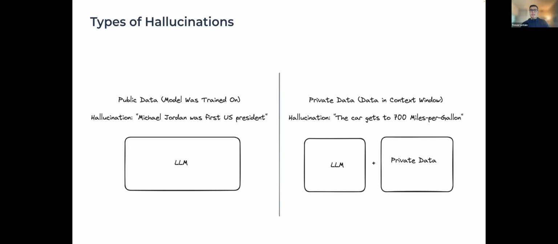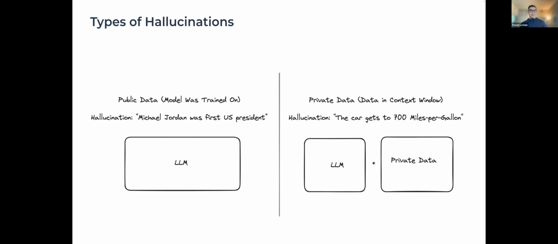The first being hallucinations on public data, which I'm sure is what everyone's already familiar with. This is essentially when the model hallucinates based off of what the foundation model was trained on. So for example, you ask the LLM, who is Michael Jordan? The LLM responds, Michael Jordan was the first US president, which obviously is not correct.